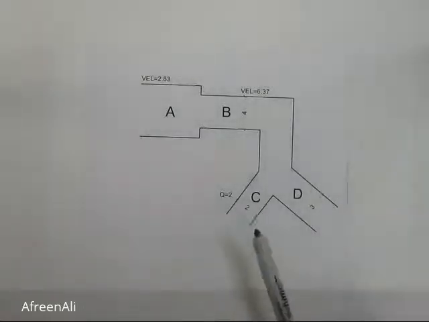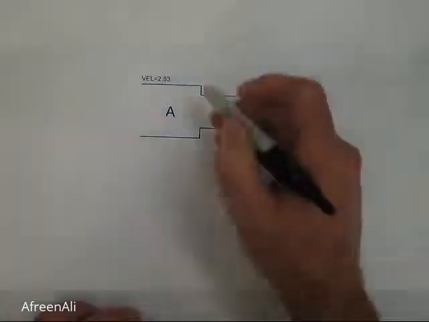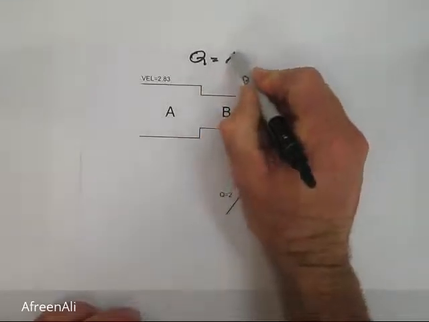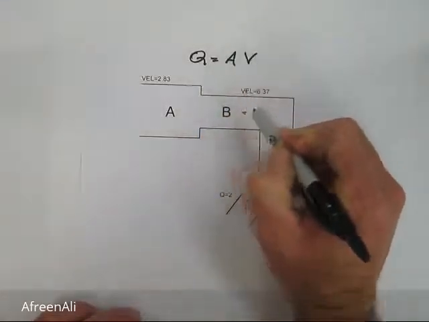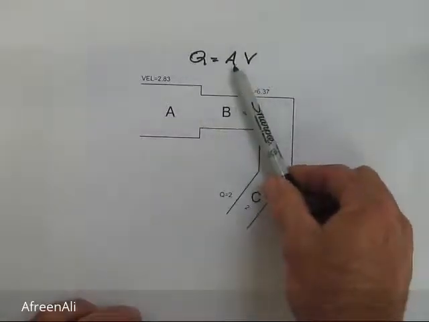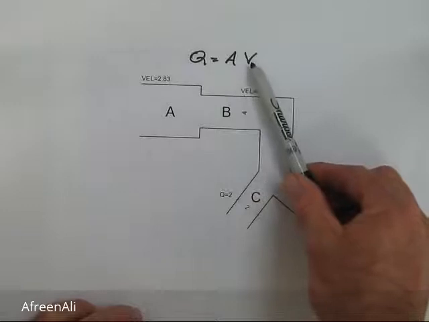The flow rate is calculated using a formula which is Q equals A times V, where Q is the flow rate, A is the cross-sectional area of the pipe, and V is the velocity of the fluid in the pipe.